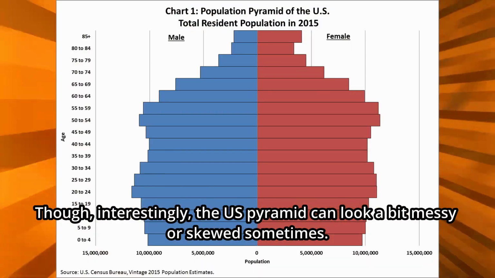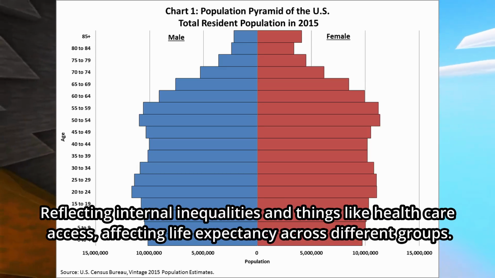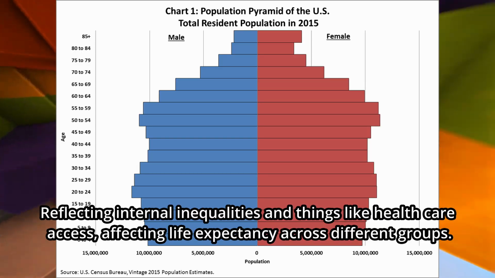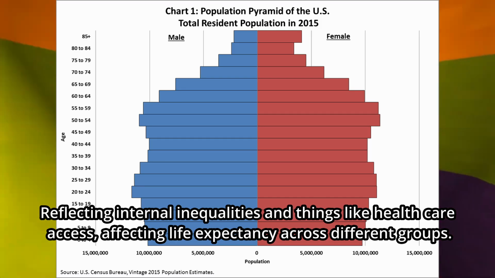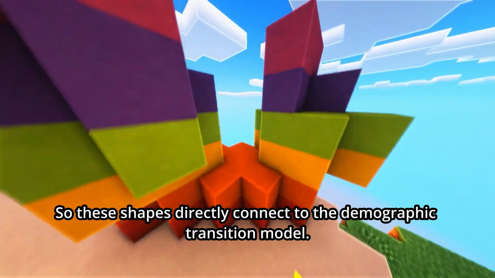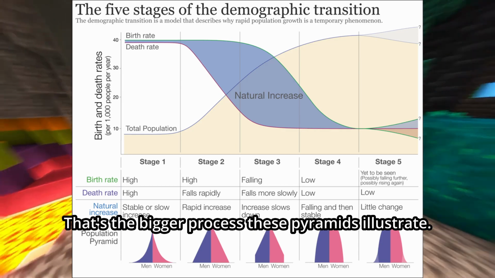Though, interestingly, the U.S. pyramid can look a bit messy or skewed sometimes, reflecting internal inequalities in things like healthcare access affecting life expectancy across different groups. So these shapes directly connect to the demographic transition model, DTM. Right. That's the bigger process these pyramids illustrate.